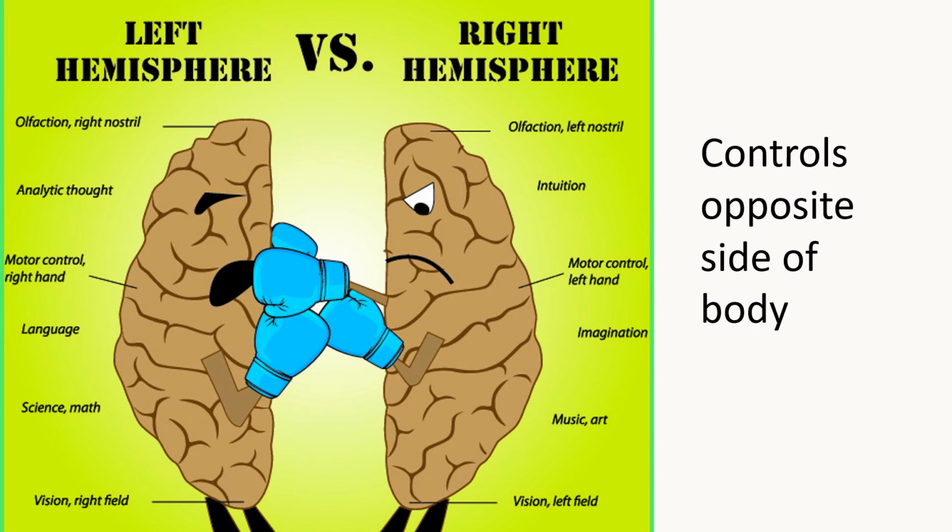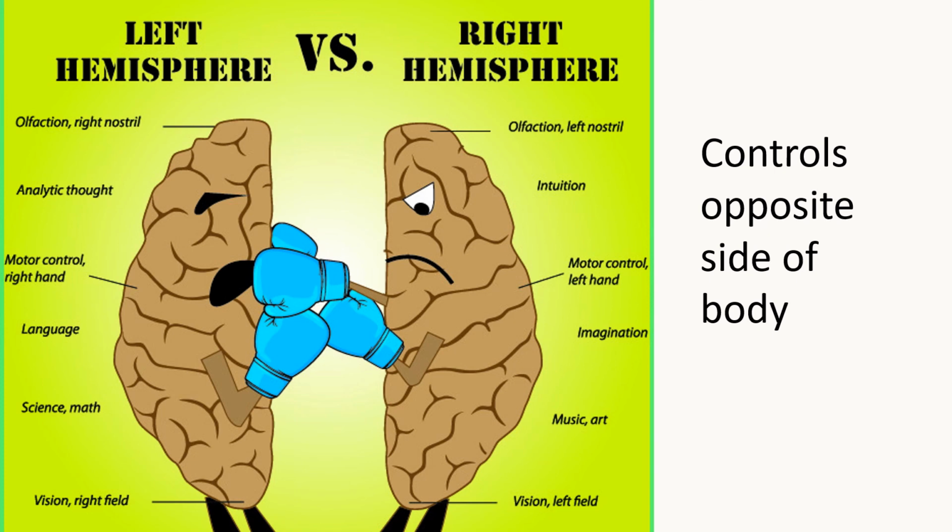Okay, so you have your left hemisphere and what it controls, and your right hemisphere and what it controls. Please look down at the bottom and notice where the vision in the right field is controlled by the left hemisphere. And at the top, it says the olfaction of the right nostril by the left hemisphere. And you have the opposite on the right hemisphere. It's because your brain controls the opposite side of the body.